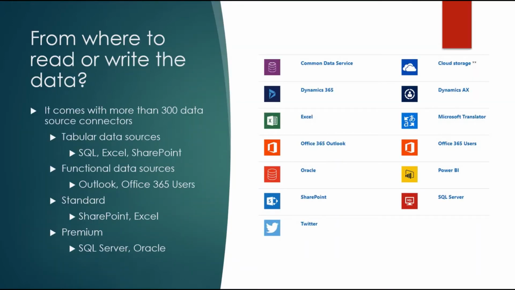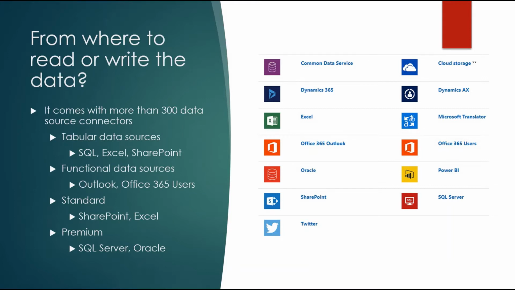Now from where you can read and write the data, of course you can connect to more than 300 data sources here. There are different types of data sources you can connect to. Let's say tabular, wherein SQL, Excel, table, SharePoint list. There are functional data sources, which is Outlook. Let's say you want to send an email, you want to get the manager's name of the logged in user, you can make use of Office 365 users. And then another categorization is standard and premium. Standard is free connectors, premium is where you need to get separate licensing for that.